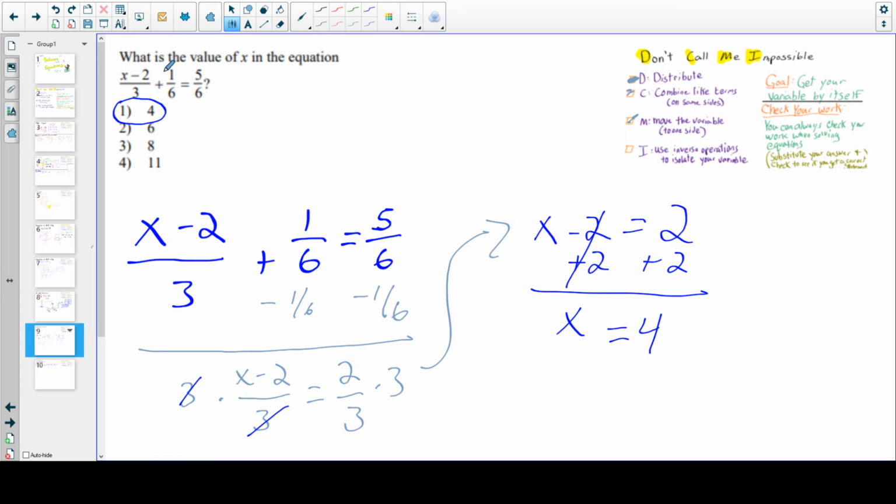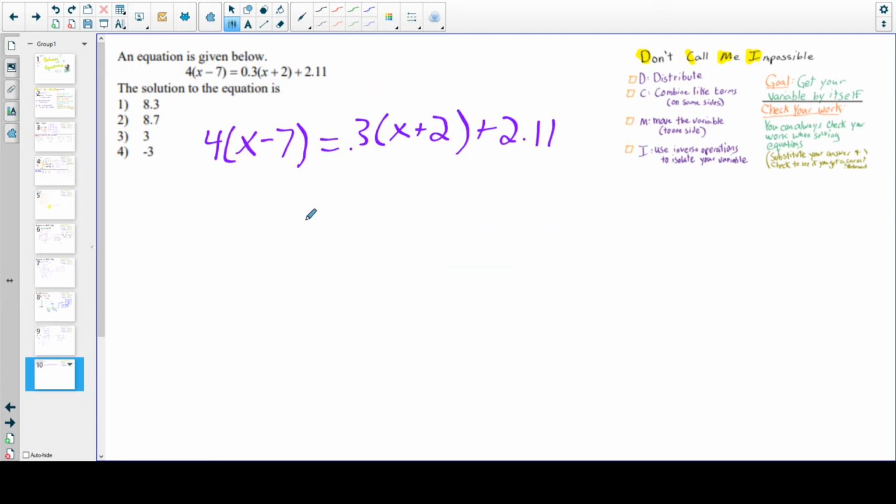4 minus 2 is 2. So 2/3 plus 1/6 equals 5/6. Well, 2/3 is the same thing as 4/6. 4/6 plus 1/6 is 5/6. Again, you can use your calculator. You should use your calculator. Does 5/6 equal 5/6? Yes. So I'm done. All right.